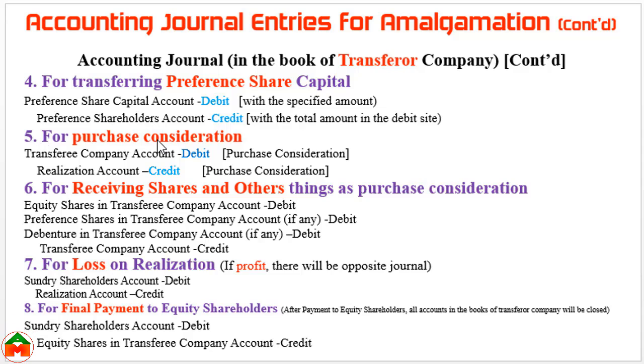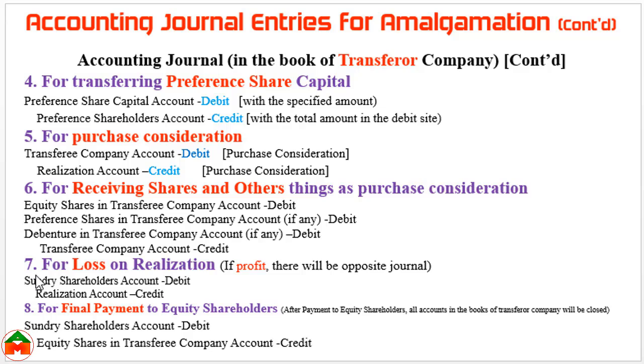The fifth journal entry will be with the purchase consideration. In this journal entry we will show transferee company account on the debit side and realization account on the credit side with the purchase consideration amount. In the sixth journal entry, we will journalize for receiving any shares and other things. If we receive any shares, then we will show equity shares in transferee company, preference shares in transferee company, debentures in transferee company on the debit side, and transferee company account on the credit side.